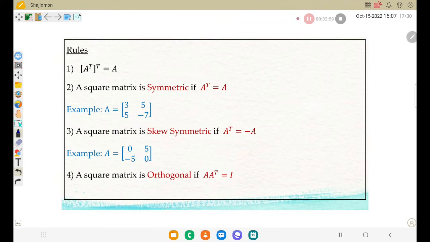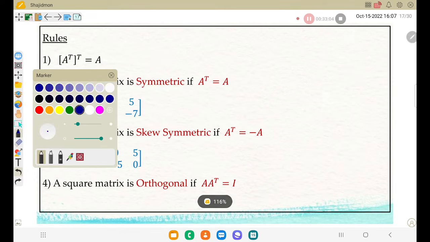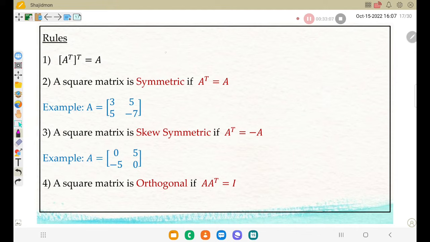Now we have some small properties or rules. A transpose, all transpose, should be A. First we find A transpose, then when we transpose one more time, we get the original matrix. So A transpose, all transpose equals A matrix. Now another 2-3 points are important. A square matrix is said to be a symmetric matrix when A transpose equals A. When we find A transpose, we get the same matrix, A itself. That is the condition for a symmetric matrix.